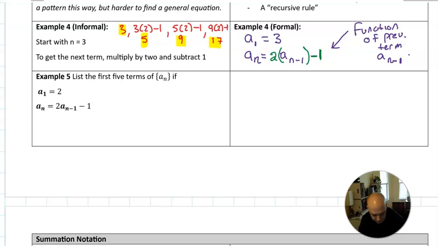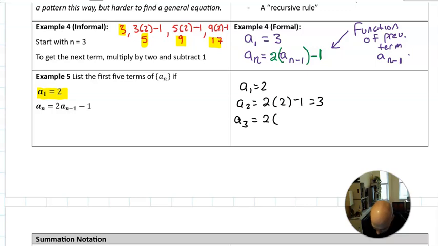All right, so let's practice using a recursive sequence. This says list the first 5 terms of a_n if a1 is 2 and a_n is 2 a_(n-1) minus 1. Hey, that sounds familiar. But I wanted to show you this one because it's interesting to see what happens when you have a different starting term. So in this case, a1 is 2, a2 is 2 times the previous term, which was 2, minus 1, so that's going to give us 3. a3 is 2 times the previous term, 3, minus 1, 5. And then how many terms are we doing? 5 terms. So a4 is 2 times the previous term, 5, minus 1. Okay, that's 9. And a5 is 2 times 9 minus 1, which is 17.